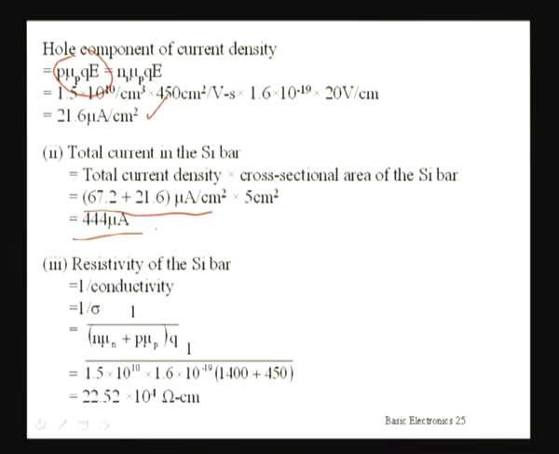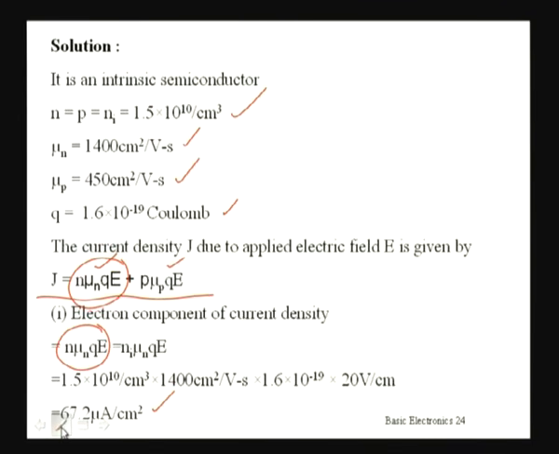And finally the resistivity of the silicon bar, as you know, is the inverse of conductivity. 1 by conductivity gives you the resistivity. Now conductivity sigma is given by (n mu n plus p mu p) into q. So 1 by this whole term will give you the resistivity, and substituting each of these values we finally get the resistivity of the silicon bar as 22.52 into 10 to the power 4 ohm centimeter. In this example we have used only one equation, that is the current density equation. The rest of the things are found from that.